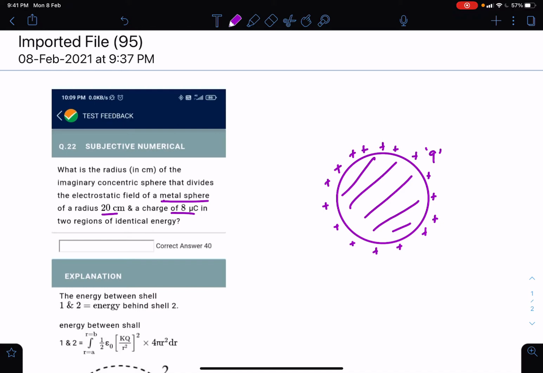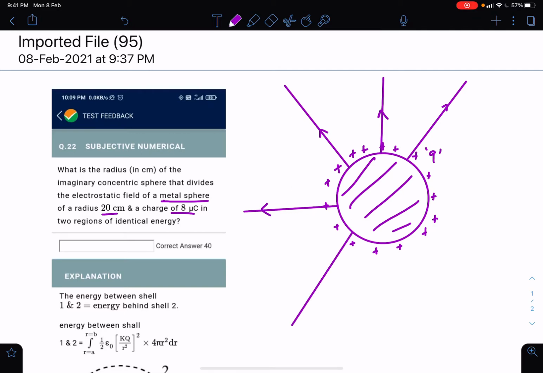Now where is the electric field of this charge q? The electric field of this charge q is outside, and these electric field lines are radially outward like this. So wherever there is an electric field, there is electrostatic energy stored. The electric field extends up to infinity, and it is of the form kq by r square. Since the electric field is spread up to infinity, the energy is spread up to infinity.